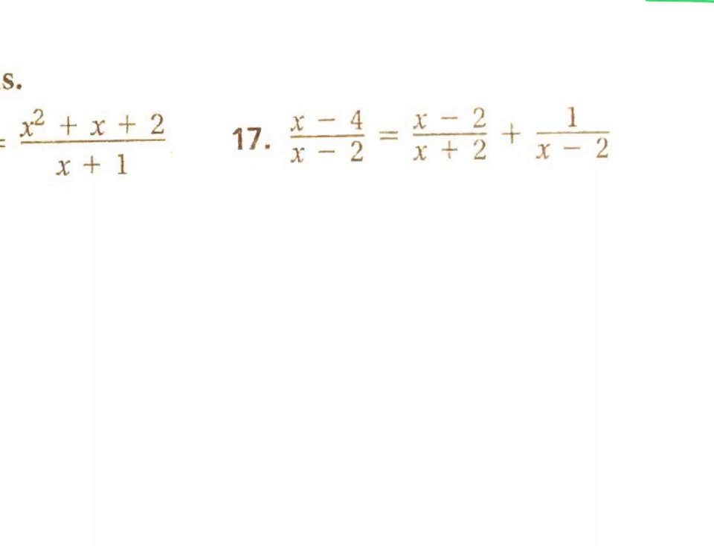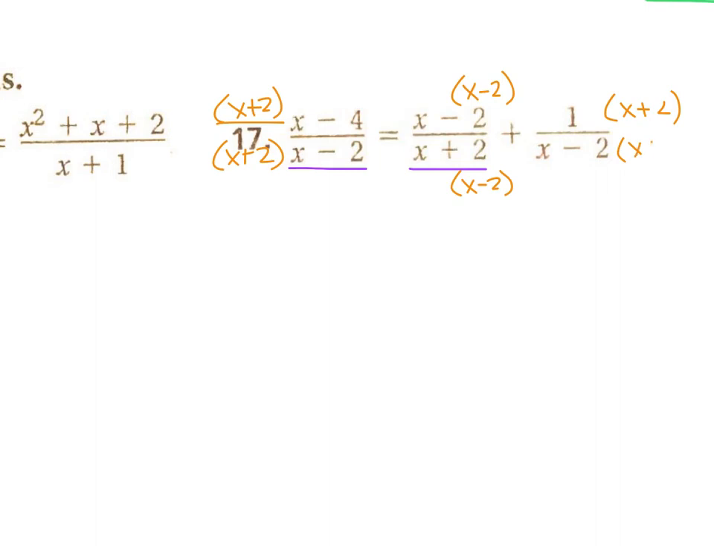We're adding and subtracting. We're adding here. So we do need a common denominator. So our common denominator is going to be x minus 2 times x plus 2, because that's what we have of both. So we're going to multiply this by x plus 2 over x plus 2. Okay, we're going to multiply this one by x minus 2 over x minus 2. And we're going to multiply this last one by x plus 2 over x plus 2. Okay, and then we'll have our common denominator.